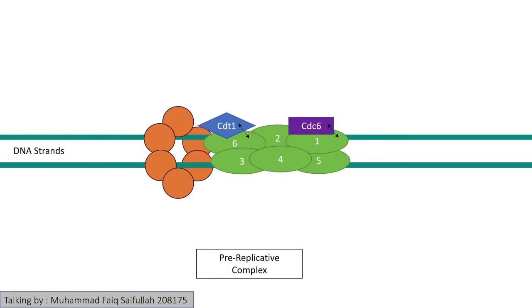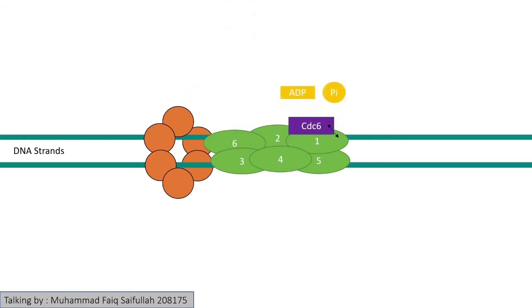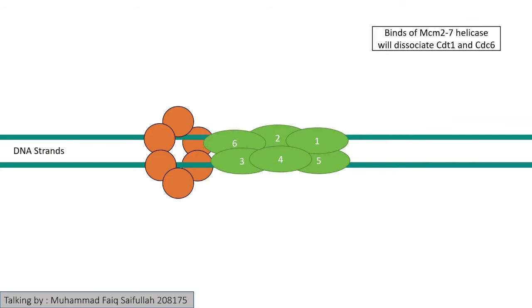ATP hydrolysis is required for MCM loading and the release of CDT1 protein. Then, CDC6 will be dissociated from the chromatin to trigger the replication. So, once MCM2-7 is loaded, it no longer requires CDC6 or CDT1 to maintain its origin association.